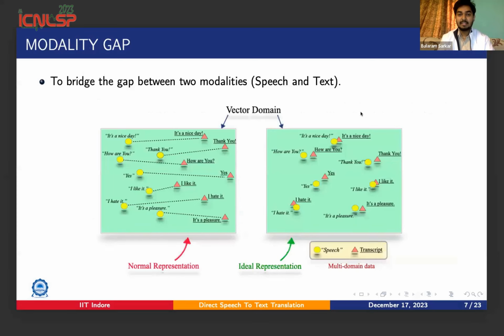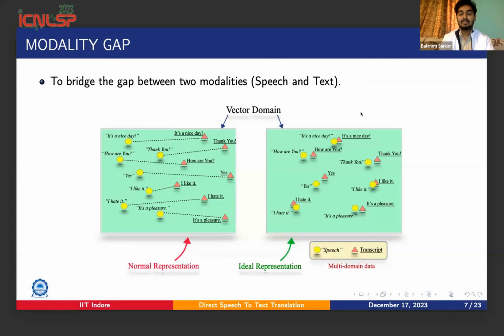So what is this modality gap? When we have a speech and its parallel transcript, as we can see in this diagram, the yellow circles are the speech, and the pink triangles are the text resembling that speech. In a normal representation, when we have the embeddings plotted in the vector domain, there is a difference in distance between them. The speech and the text have a lot of distance between them because they belong to different modes of data. Speech is a different mode and text is a different mode of data.